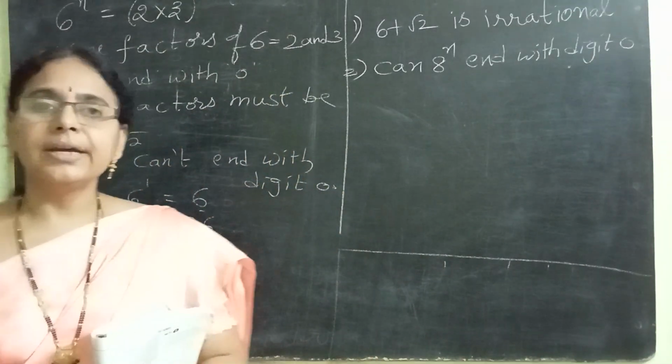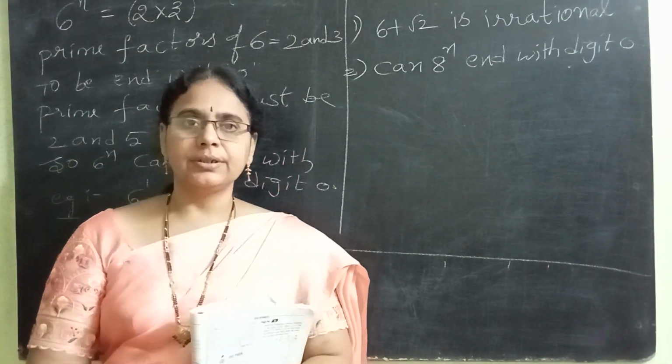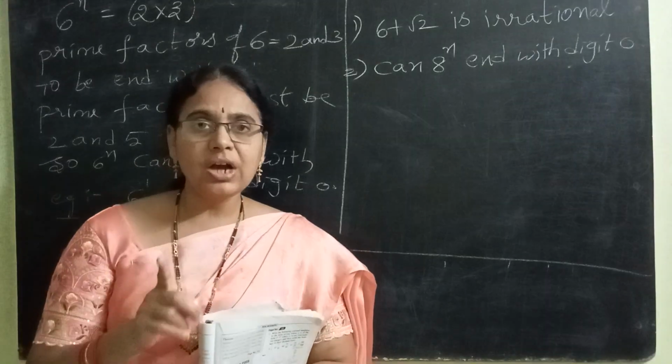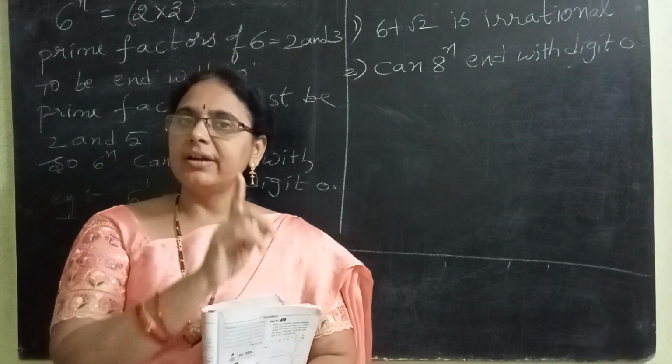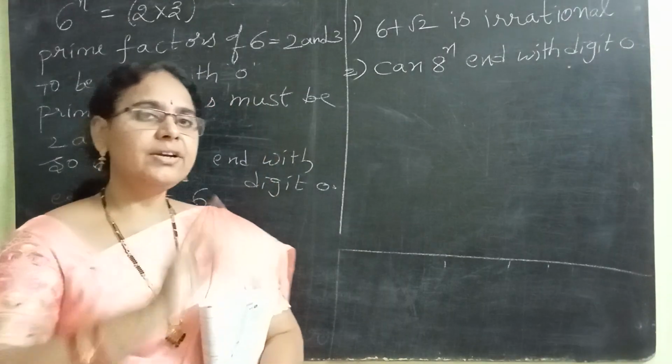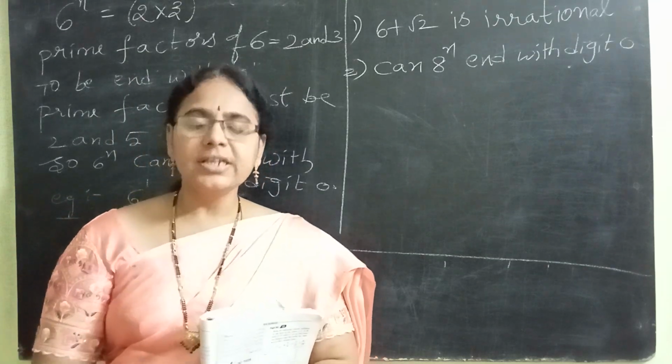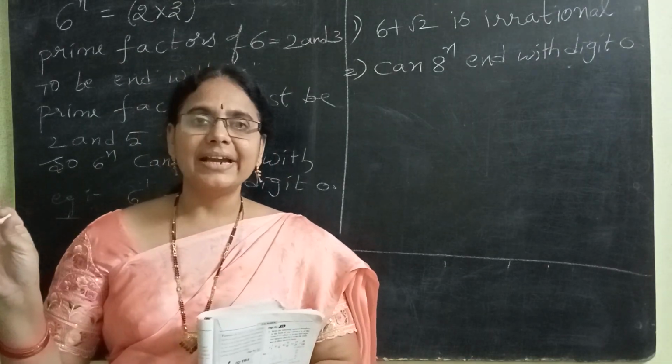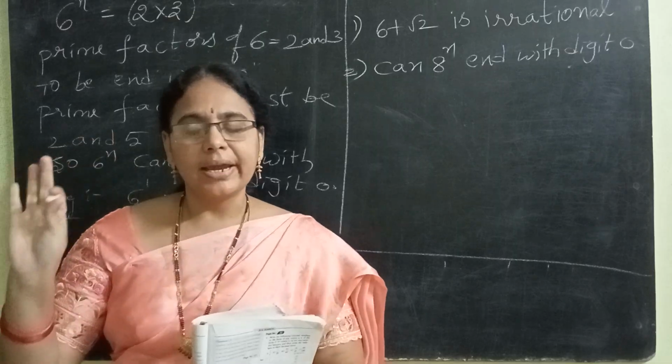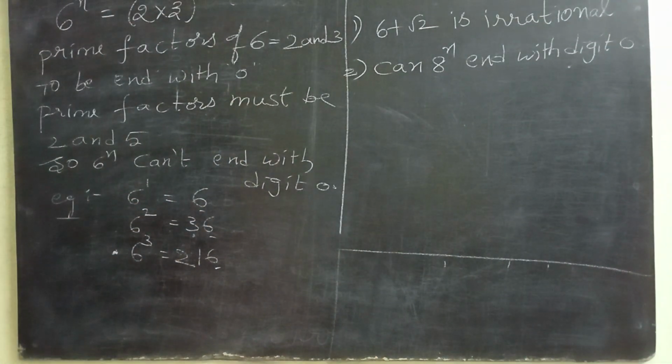First you have to write the prime factors of 8. In that, do you have the prime factors 2 and 5? Then it can end with the digit 0. Otherwise, no, it doesn't end with digit 0. 8 is in the unit place. Okay.